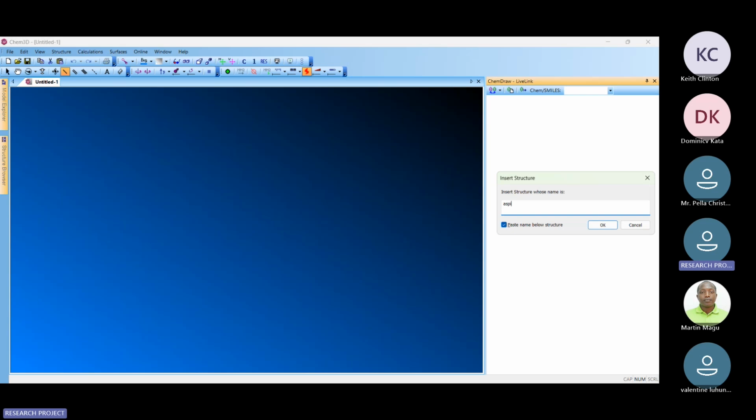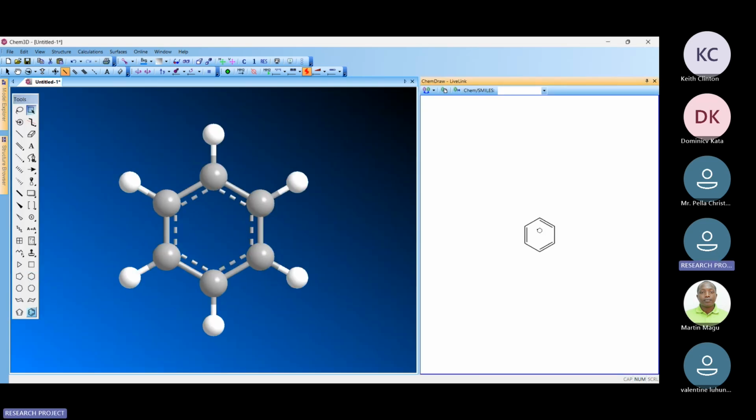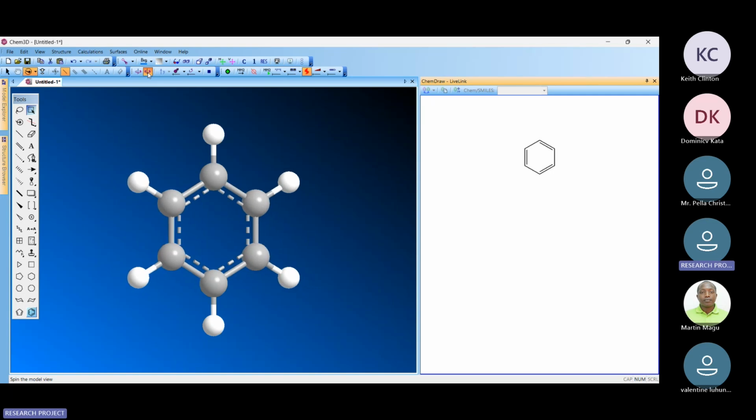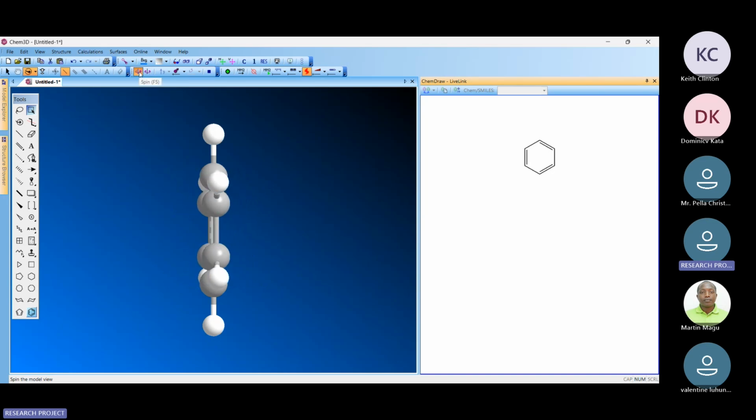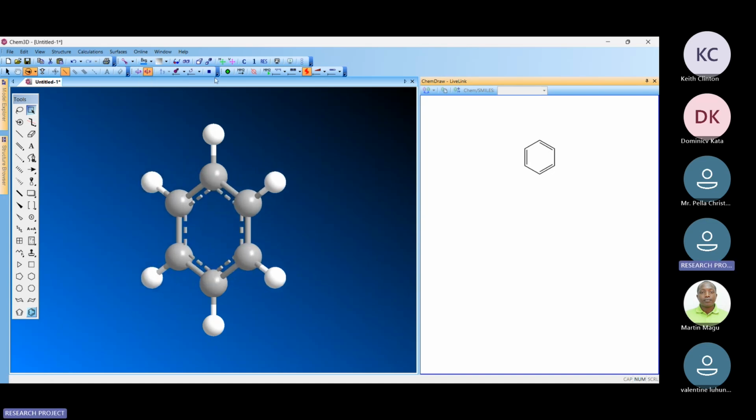I can still work with aspirin, or maybe I talk of methylparaben. So this is this, and if I want to rotate it, so it's rotating. I can rock it, I can do spinning, among others.